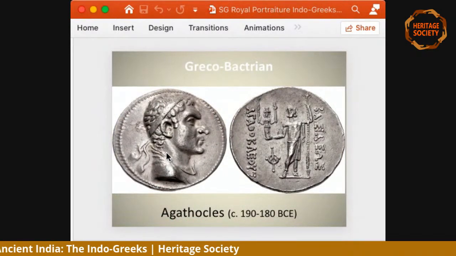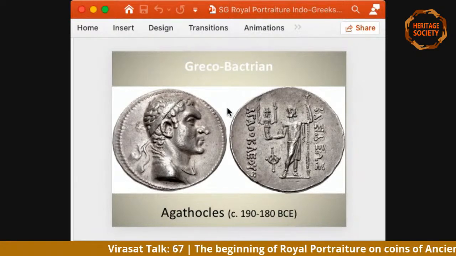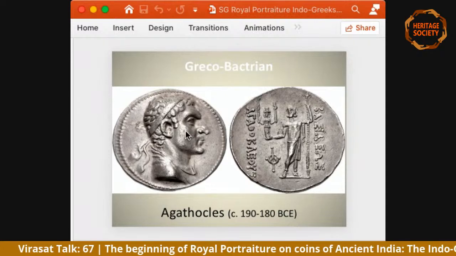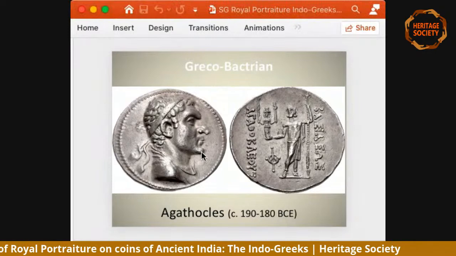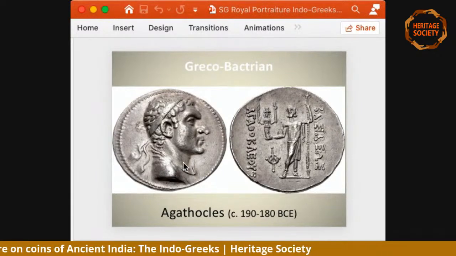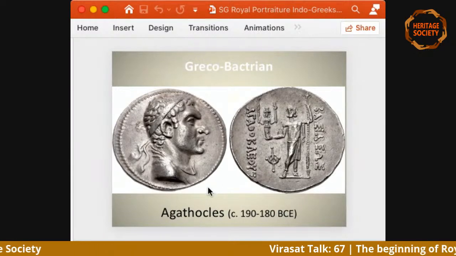This is again a very beautiful portrait. If you see the old Greek sculptures, you will see the high chin bone and sharp nose and sharp chin here and cheekbone here, and so a very realistic portraiture of the king Agathocles.